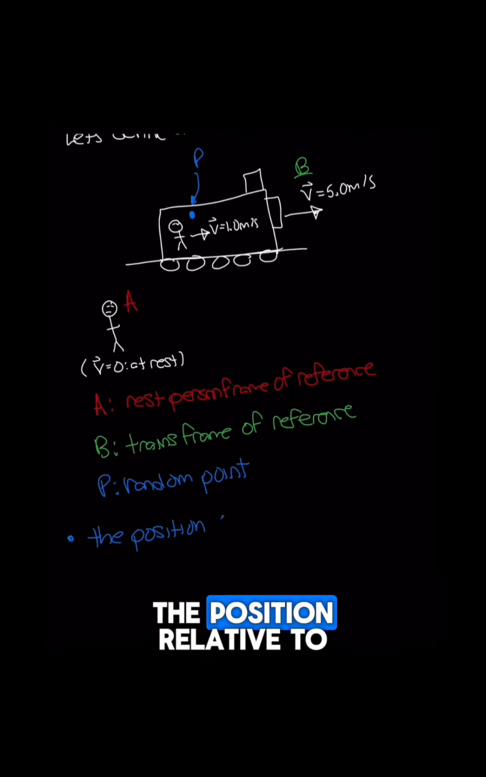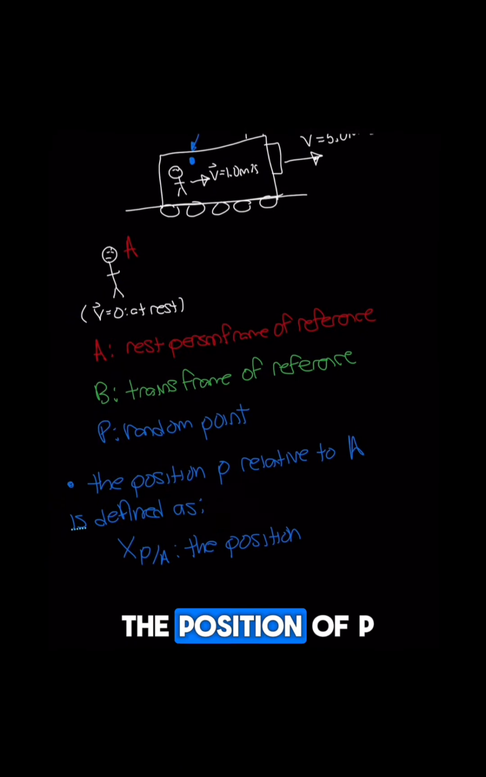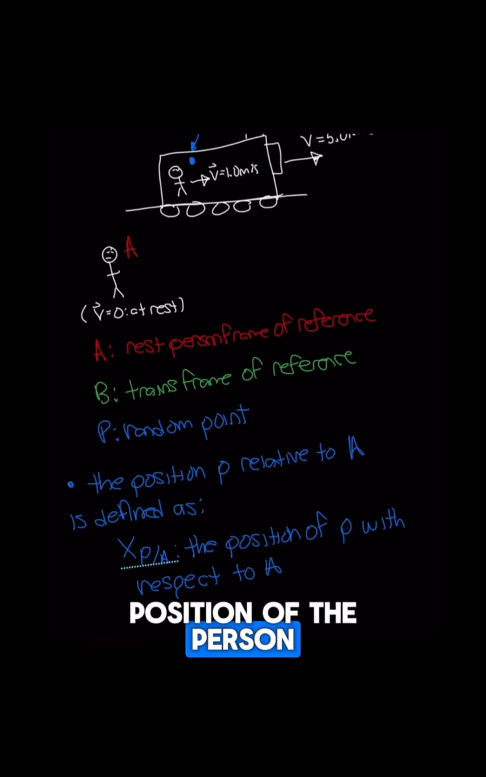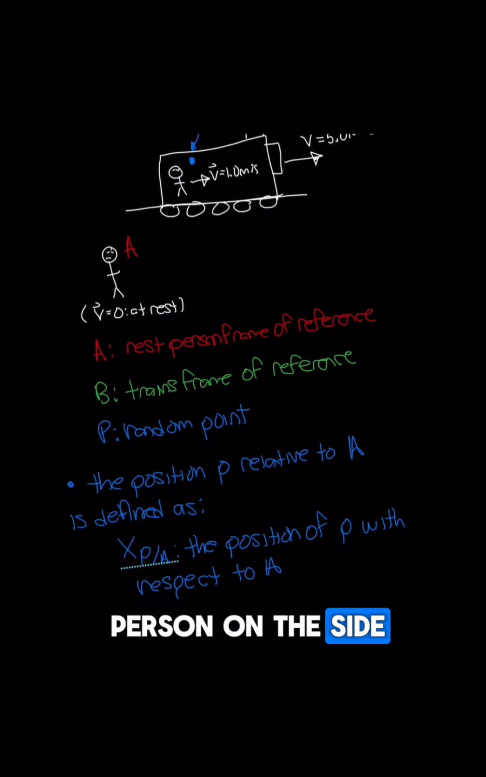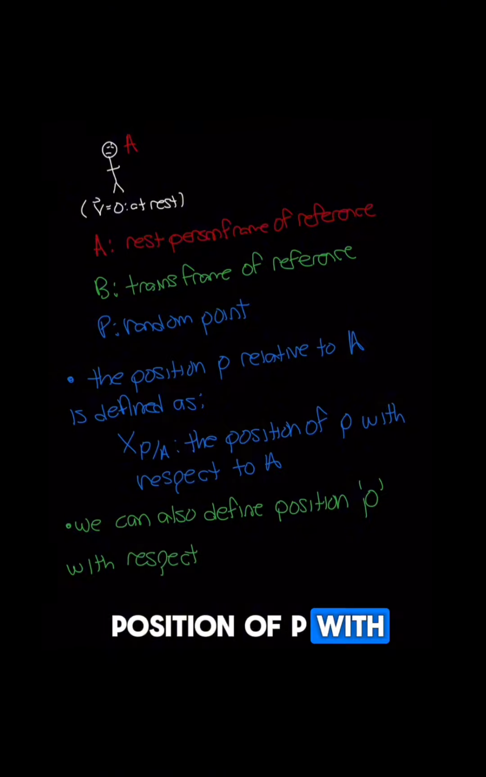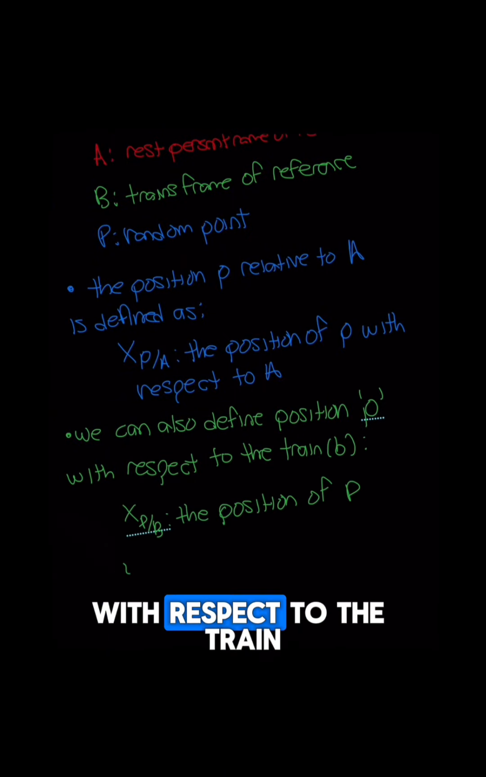Then we can define the position relative to A as XP/A, and that just means the position of P with respect to A. And for our question, that just means the position of the person in the train with respect to the person on the side. We can also define just XP/B, which just means the position of P with respect to B. In our situation, that would be the position of the person in the train with respect to the train.